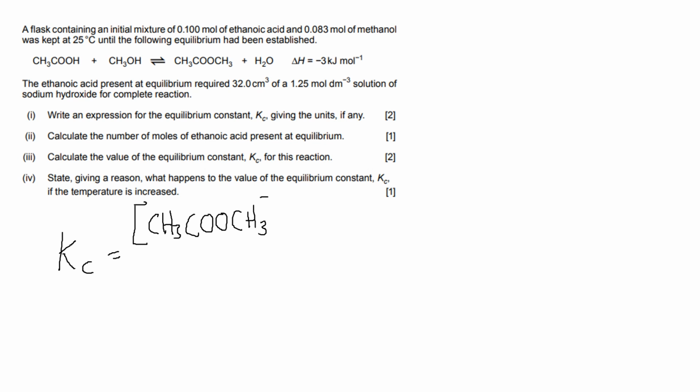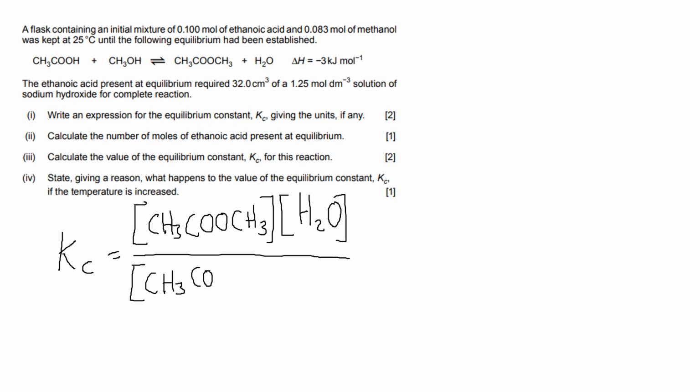Because it's Kc, it needs to be square brackets, concentration, times the concentration of the water, and then divide that by the reactants. So that's the carboxylic acid times the methanol. So that would get you one of the 2 marks. You then have to state the units. Well, concentration is moles per dm cubed, but there are 2 lots of concentration on the top and 2 on the bottom, so that just cancels down to no units.